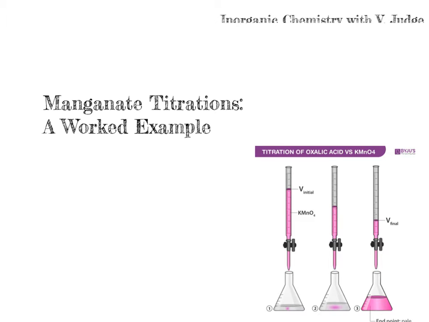I'm just going to run through a worked example of a manganate titration so that you can see how I would lay it out and where all the numbers come from. So here's our question. Ammonium iron 2 sulfate crystals have the following formula, which is given here, and you can see that the water of crystallization has an N for the number of water molecules, so that's what we're going to be finding out.